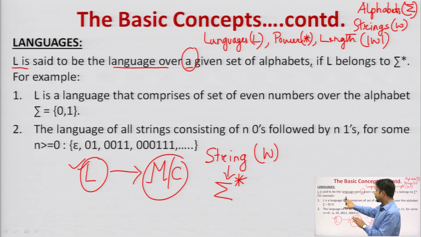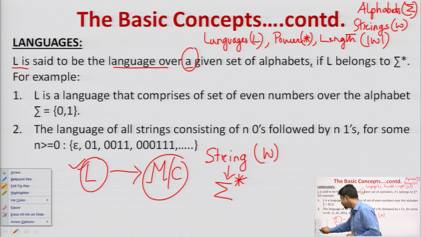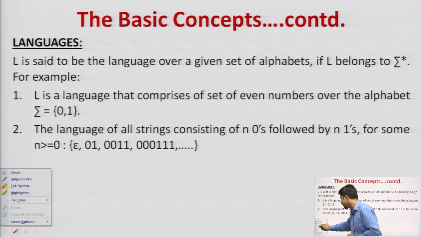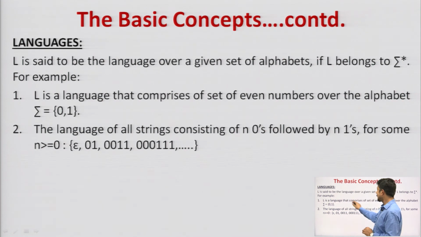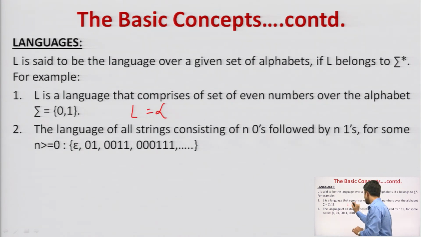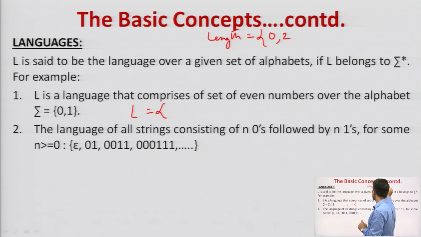So for that we just put down the definition here and then analyze an example of it. What is the first example? Example number 1 says that L is a language that comprises the set of even numbers over the alphabet 0 and 1. Even numbers means the length will be what? The length will be 0, 2, 4, 6, 8 and keep on going.